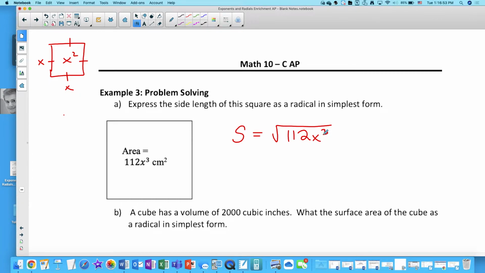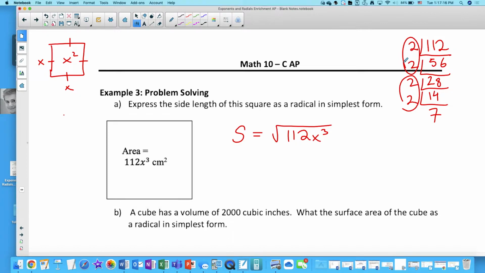Doesn't matter. We can do prime factorization to make sure. This is 2 times 56, 2 times 28, 2 times 14, 2 times 7, right? And in fact, just looking at this, there's 2 pairs of 2. So I can pull those out.